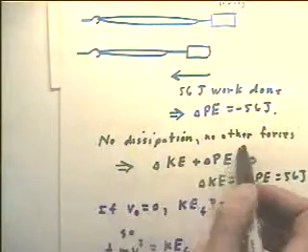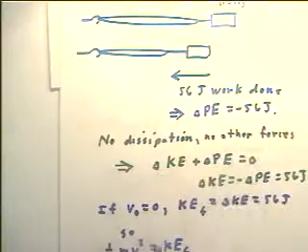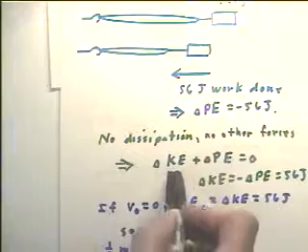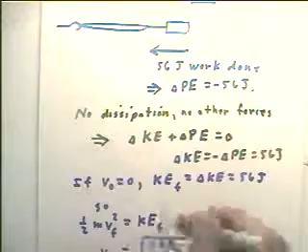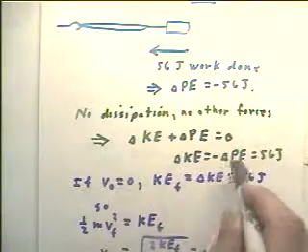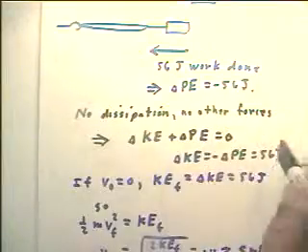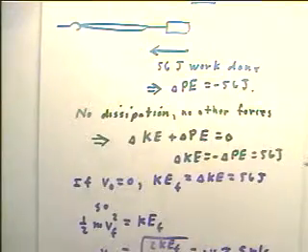The assumption is that there's no dissipation, no other forces acting, and we want to find the kinetic energy. Well, if there's no dissipation and there are no other forces acting, then all we've got is the kinetic and potential energies, and the changes in kinetic and potential energy add up to 0. So the change in kinetic will be the negative of the change in potential, the negative of the negative 56 joules, or 56 joules of change.